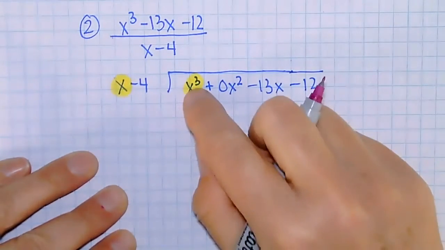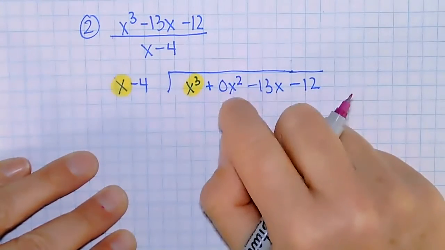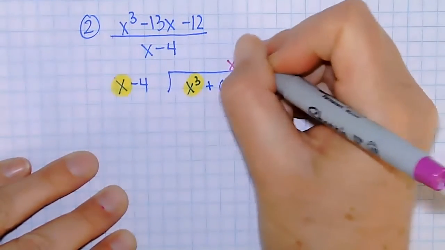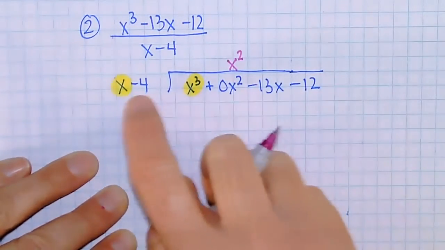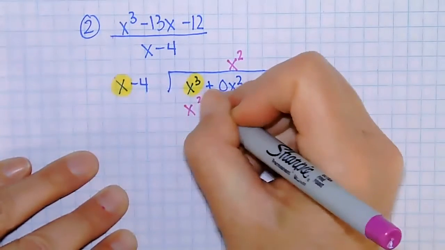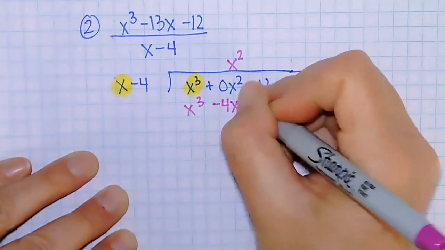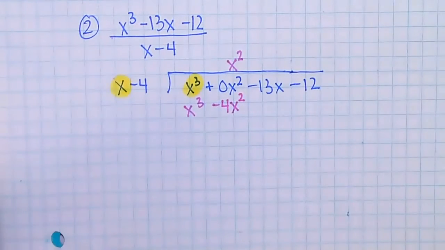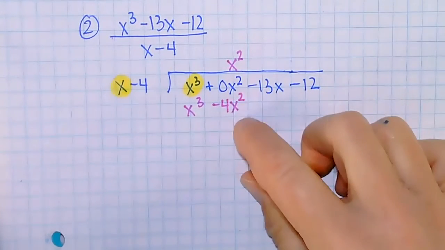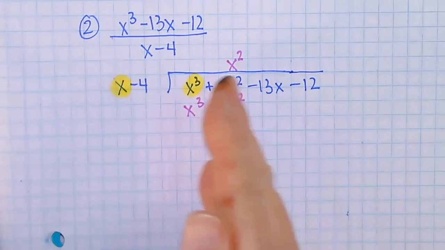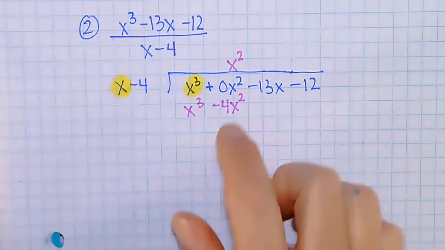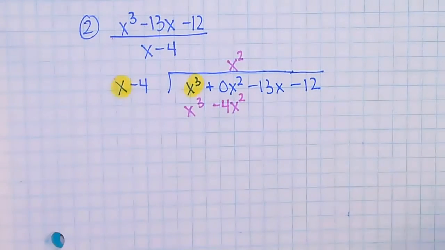So I'm not going to put it here. I'm going to put it right over my x to the second term. So here's x squared. X squared times x is x cubed. X squared times a negative 4 is a negative 4x squared. And that's why you want to hold that place value, because you're going to get an x squared. You're going to get one of those missing terms, most likely. So you want to have a spot so you can line things up properly.